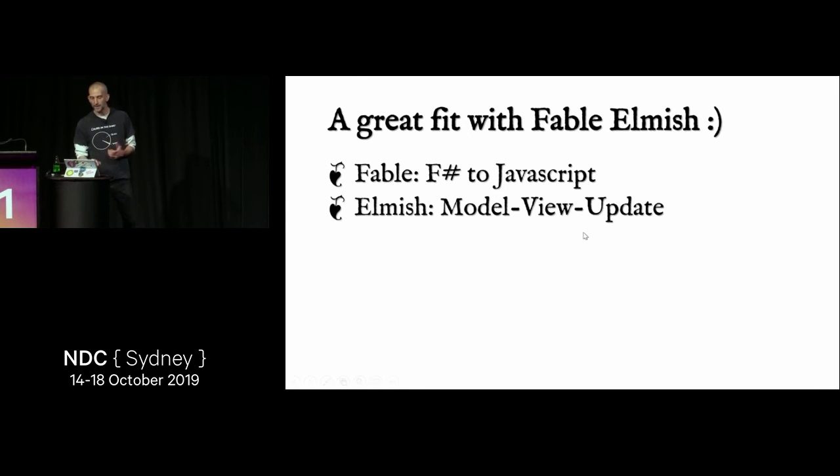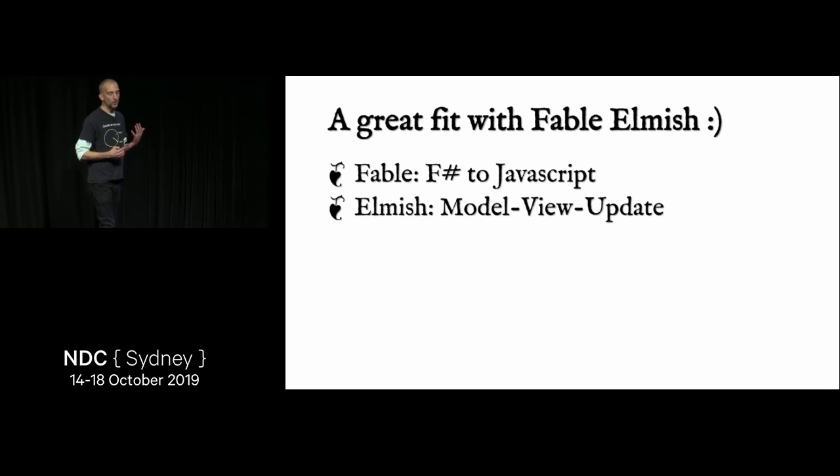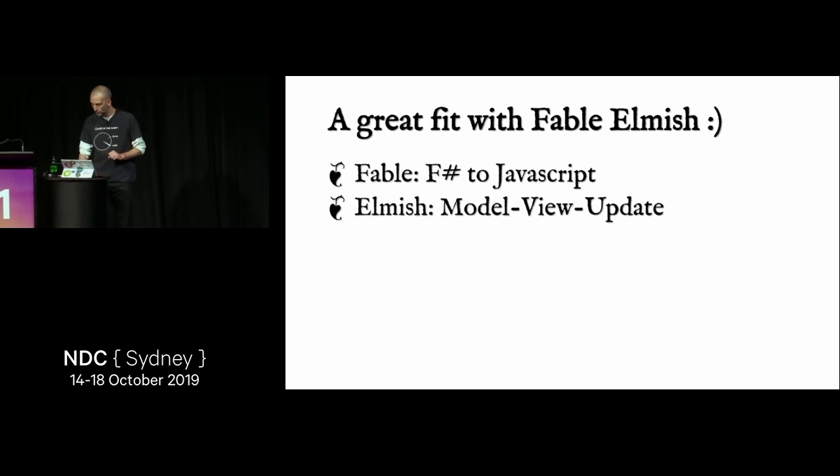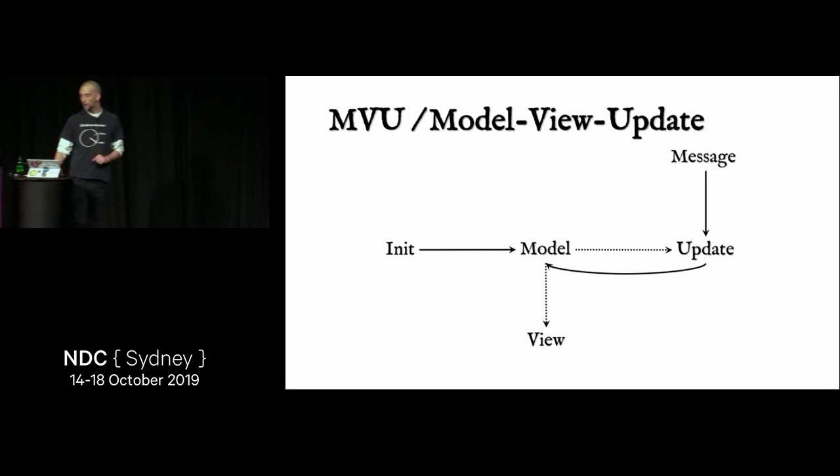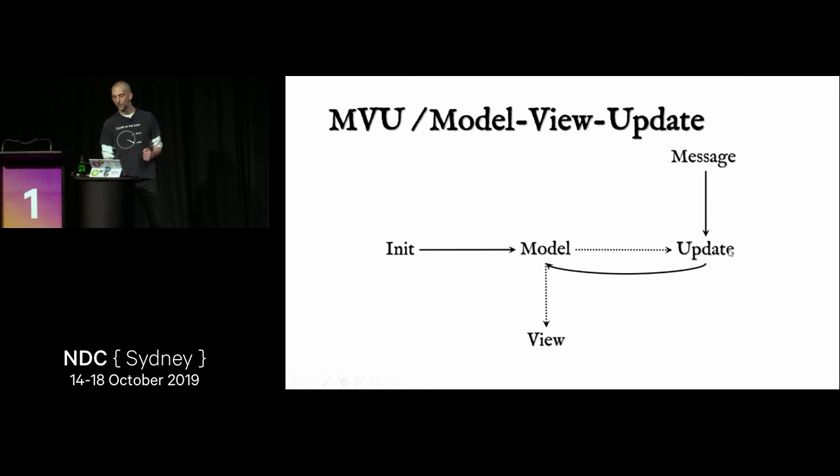And Elmish is a pattern which is coming from a language called Elm, which is an implementation of the model view update pattern. So let's talk a bit about that. The model view update pattern works this way. It's literally all this is. The core idea is you have a model. The model is your state, how your application looks right now. And you have an update function, and the update function is expecting messages. Whenever a message arrives in the update function, it's going to update and give you a new model. And then it waits, and if a new message comes in, update is called again and gives you a new model, and so on and so forth.